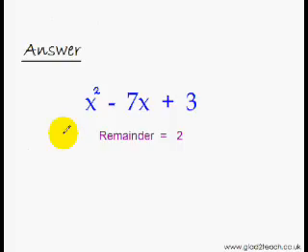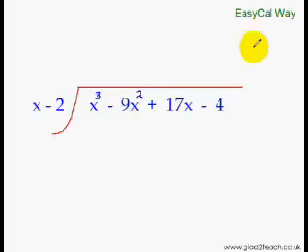Your time is up. The correct answer is x square minus 7x plus 3 and the remainder is 2. So could you get it? Now let's see the easy cal way, or the faster way, of doing this algebraic division.